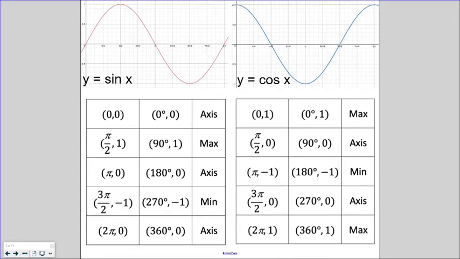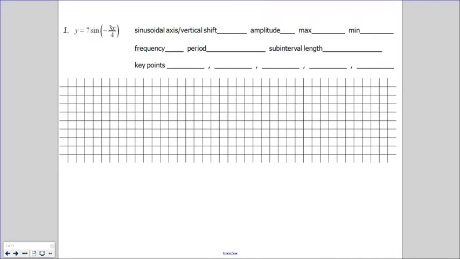This is just a reminder about what those key point orders are for sine and cosine. We always start on the axis, then go to max, axis, min, axis for sine, and then cosine will always start at its max, go down to the axis, down to the min, axis, and then end at its maximum. So let's work through a couple of examples together, and then I'll have you guys try 3 on your own before you get started on your homework.